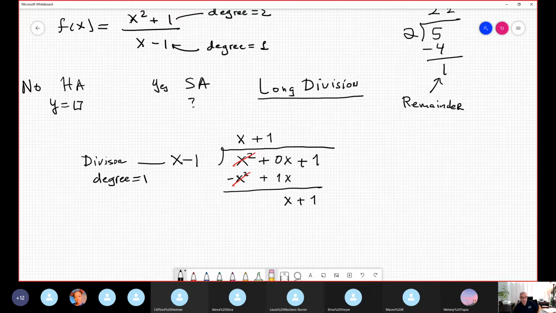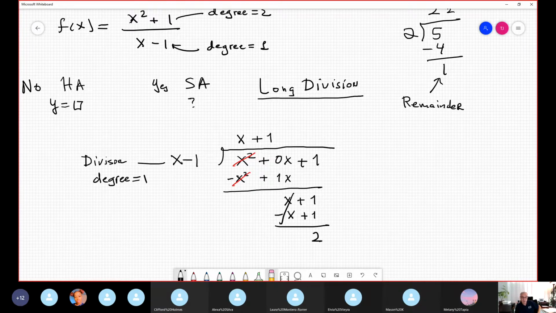Because 1 times x is x. By subtracting, change the sign. And 1 times negative 1 is negative 1. By subtracting, it's plus 1. And this is cancelled, as always, and this is 2.